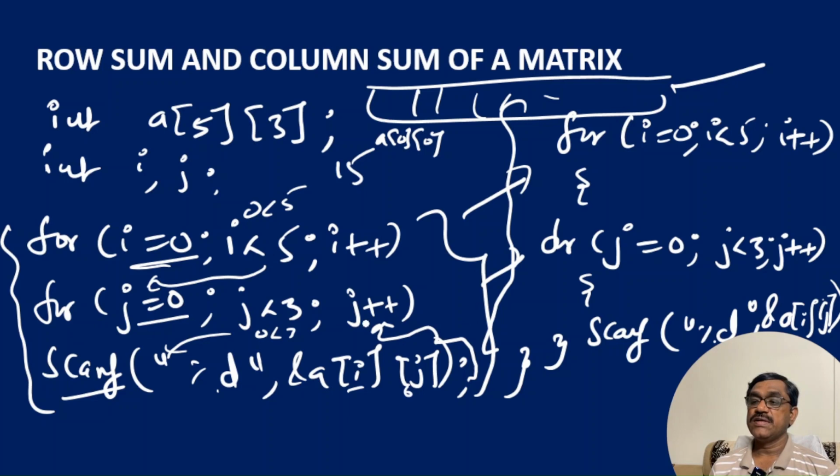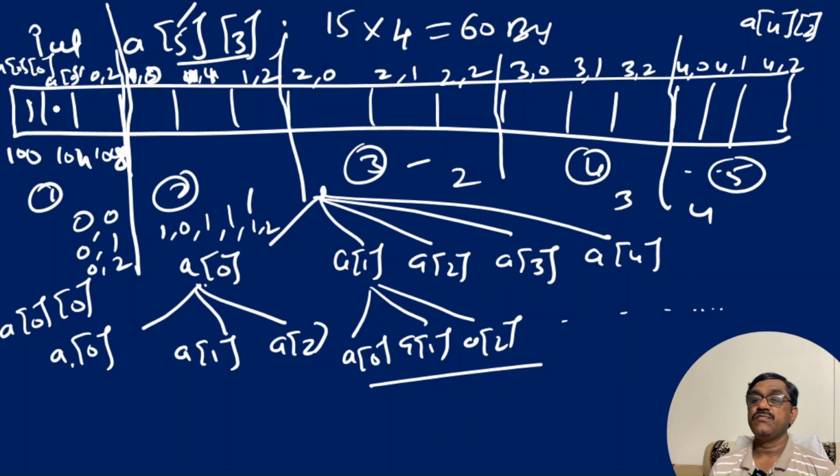So here j value gets incremented by 1, so j becomes 1. After that, the condition is tested. j value is 1, right? 1 is less than 3. Yes. Again, this scanf statement is repeated, so now we are going to read the second element. Assume that we have read 2. 2 is read into the second memory location whose address is 104.